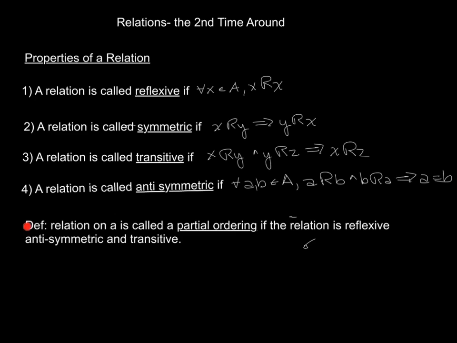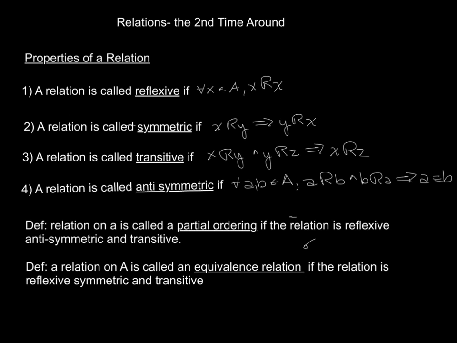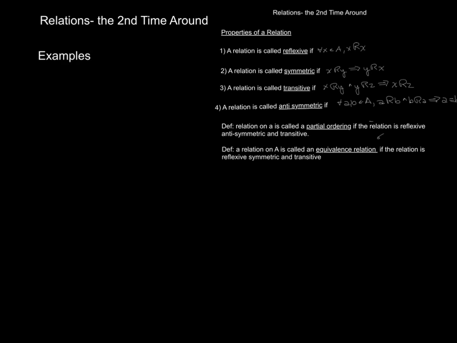And one more definition, a relation is called a partial ordering if the relation is reflexive, anti-symmetric, and transitive. Okay, so there is one more definition. A relation on A is called an equivalence relation if the relation is reflexive, symmetric, and transitive. So we'll do some examples.